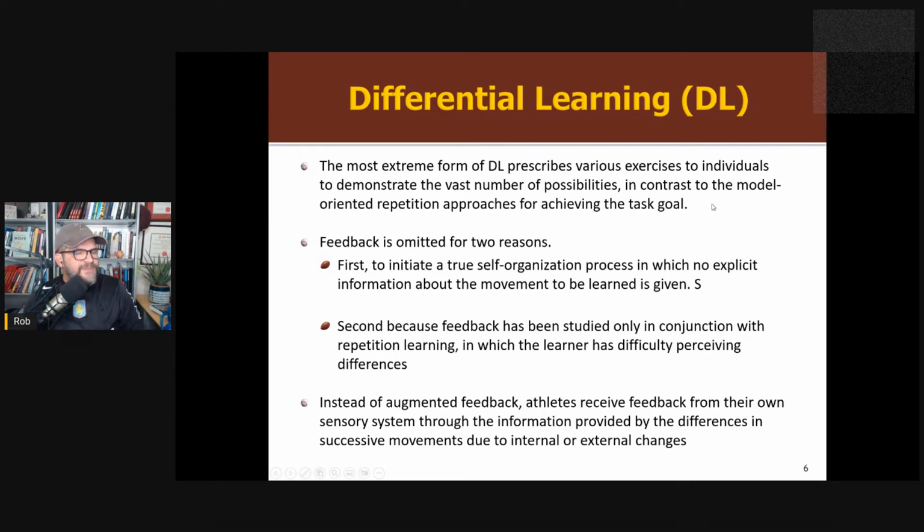Okay. So they point this out later. We're not talking about repetition without repetition, right? We're not talking about you getting the same goal in different ways. We're talking about just no repetition at all, right? Getting you to perform totally different movements. The important thing to emphasize, there's no feedback given in differential learning because we want true self-organization.